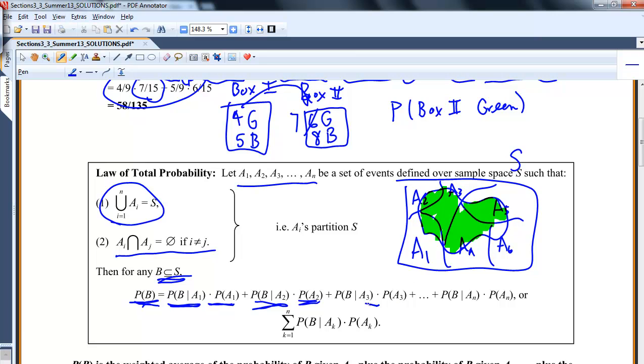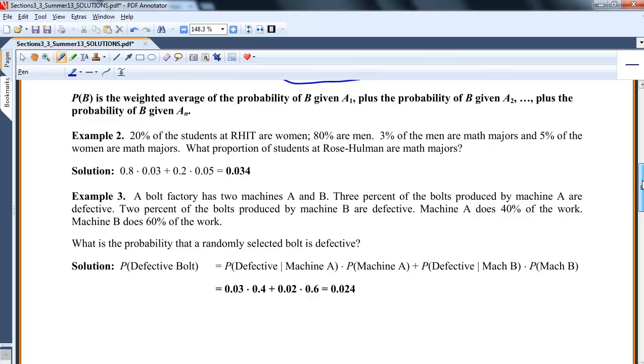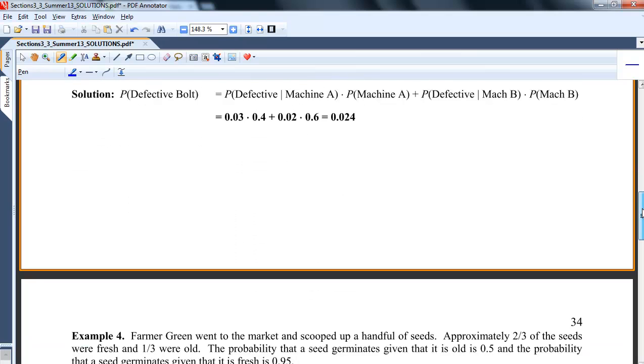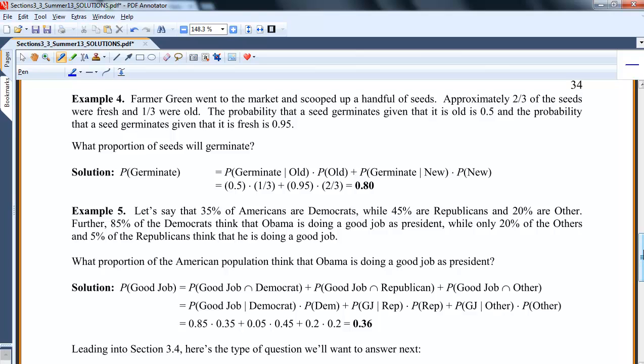So here, if you want a very compact formula, you're just finding the probability B happens over the mutually exclusive events A1, A2, up to An. So that's the law of total probability, and I think I made it look more difficult than it actually is. Let's pull up, oh, here's example 4, which is I think pretty nice.